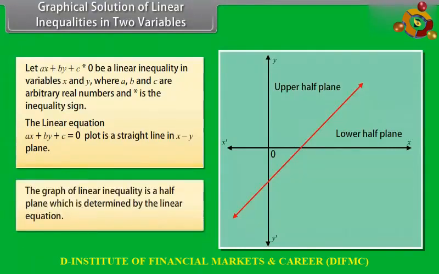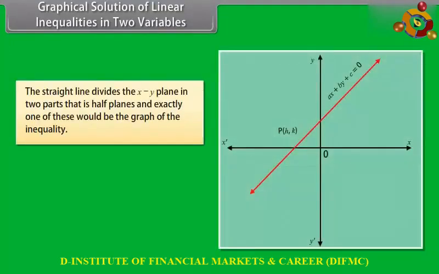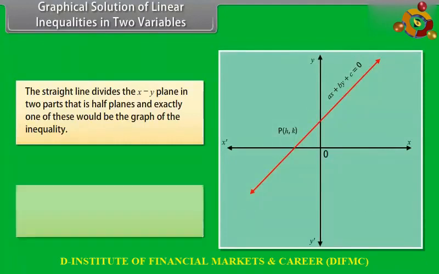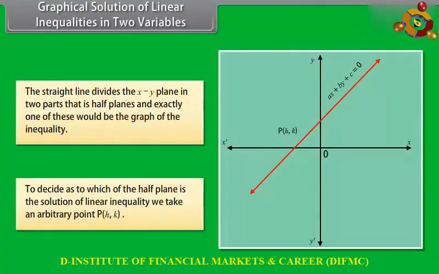The graph of a linear inequality is a half plane, which is determined by the linear equation. The straight line divides the xy plane in two parts, that is, half planes, and exactly one of these would be the graph of the inequality. To decide which of the half planes is the solution of the linear inequality, we take an arbitrary point P(h, k). There are two cases.